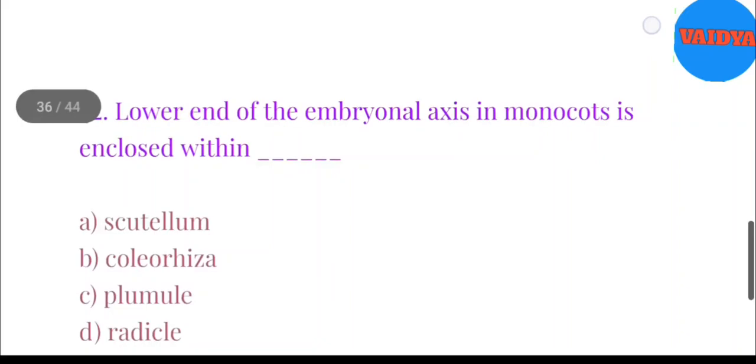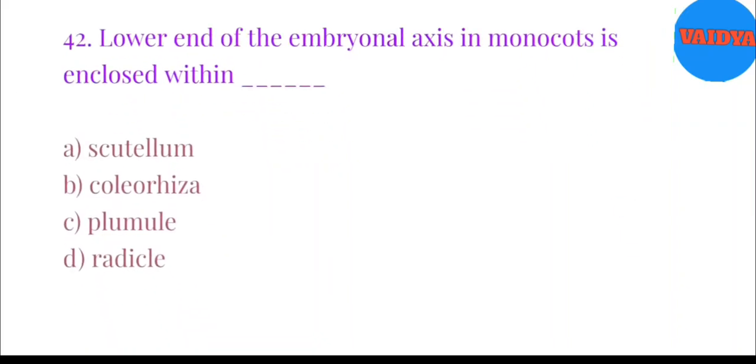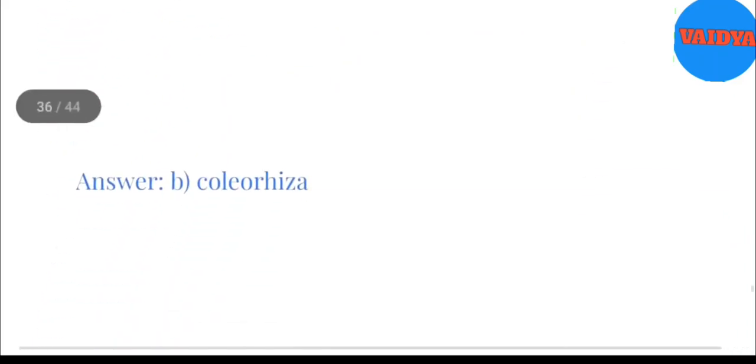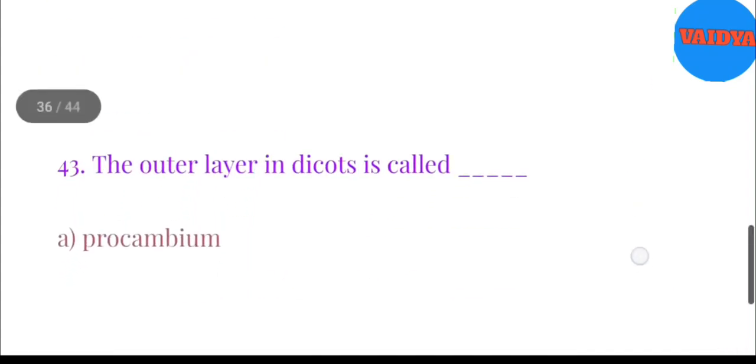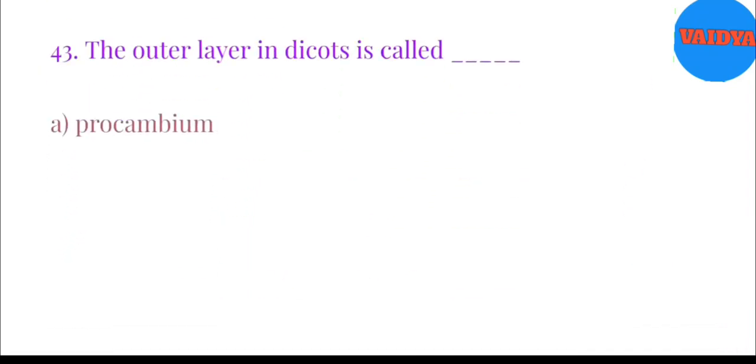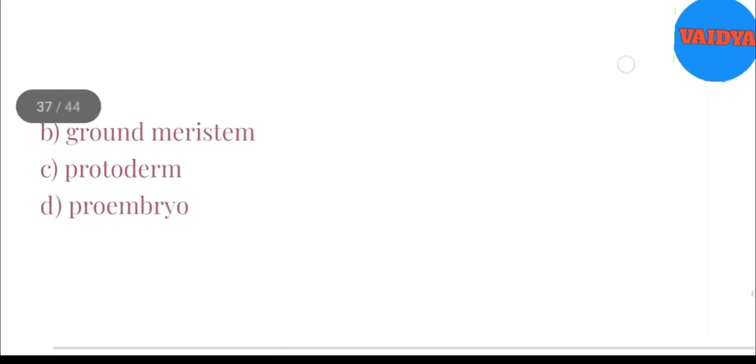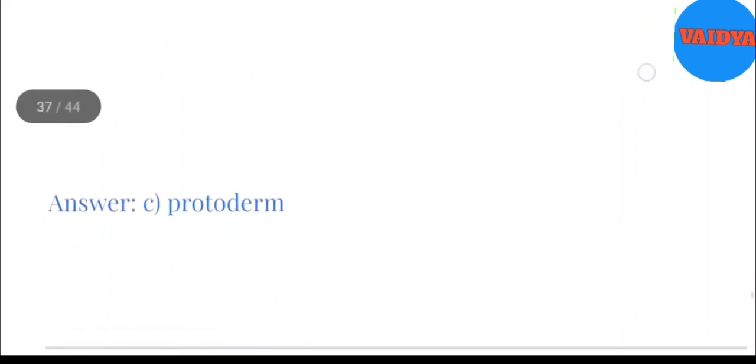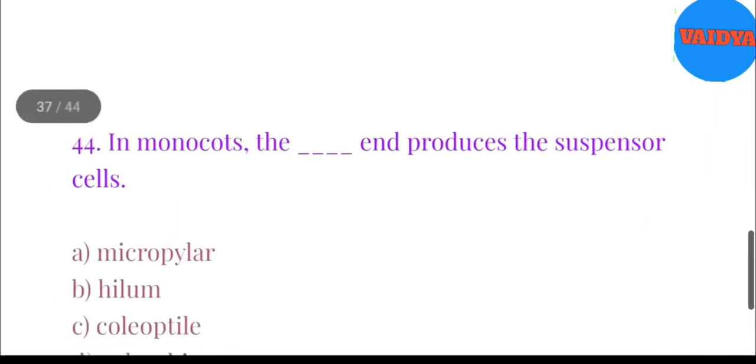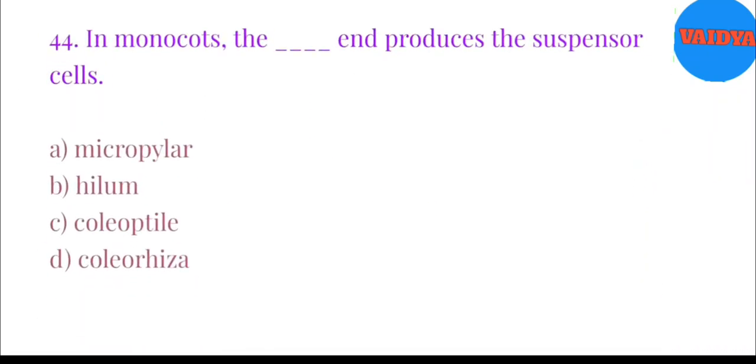43. Lower end of the embryonal axis in monocots is enclosed within? A. Scutellum. B. Coleorhiza. C. Plumule. D. Radicle. Answer: B. Coleorhiza. 44. The outer layer of the embryo is called? A. Procambium. B. Ground meristem. C. Protoderm. D. Proembryo. Answer: C. Protoderm. 45. In monocots, the dash end produces the suspensor cells. A. Micropylar. B. Hilum. C. Coleoptile. D. Coleorhiza. Answer: A. Micropylar.